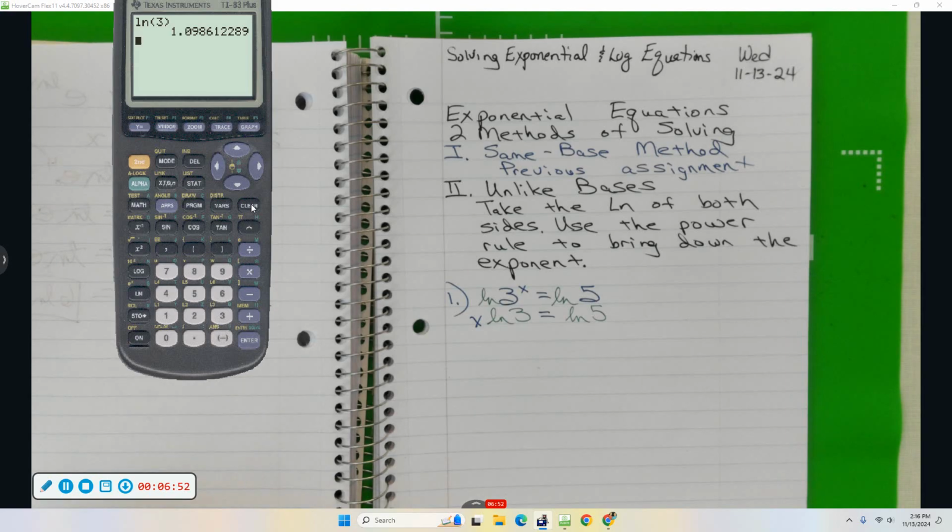1.0986122289. But that exact value doesn't matter now. But it's a variable times a number. We want that variable by itself. What do you do to get rid of, to undo the multiplication?